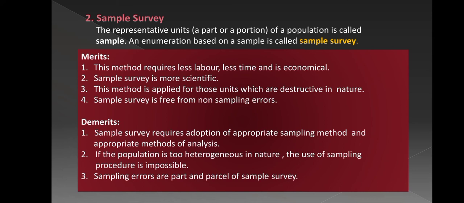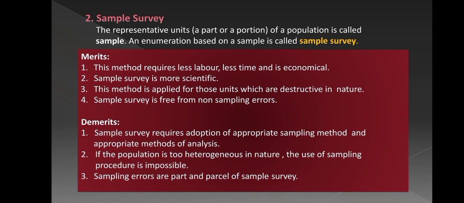Then the second one is, if the population is too heterogeneous in nature, the use of sampling procedure is impossible. Heterogeneous means different. If the population is different in nature, if we have different items in the population, then use of the sampling procedure is impossible. It will be almost impossible to use the sampling procedure. So the population must be homogeneous, the population must be the same, so that we can use the sampling procedure.